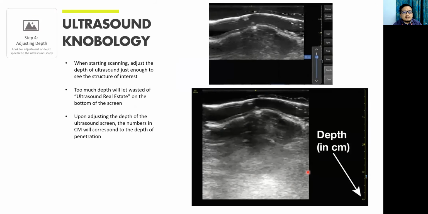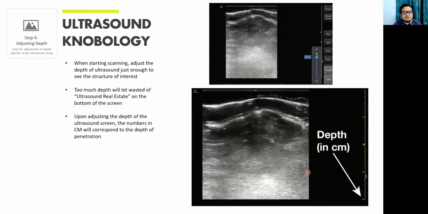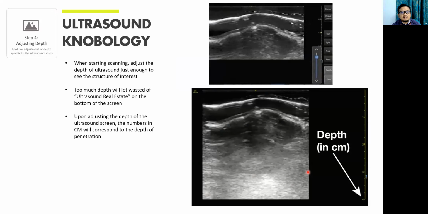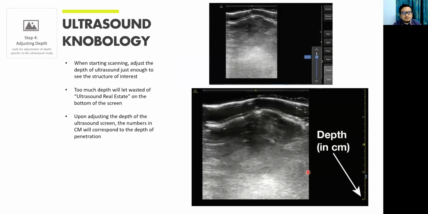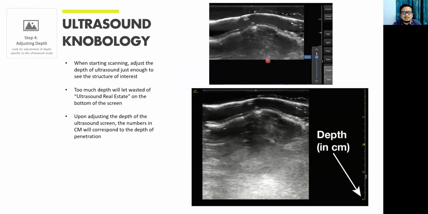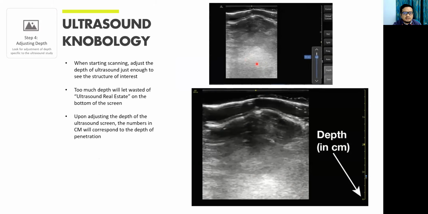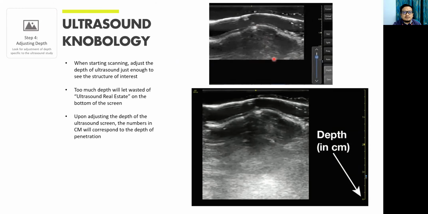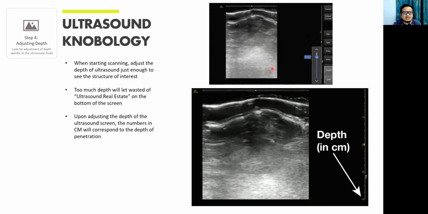So next, number 4 is depth. It's very important. When starting scanning, adjust the depth of the ultrasound just enough to see the structure of interest. Too much depth will waste ultrasound real estate. You want to see the top part, but if you put the depth too far down, you will lose it, because you don't want to see anything down here. So you will be wasting ultrasound real estate.